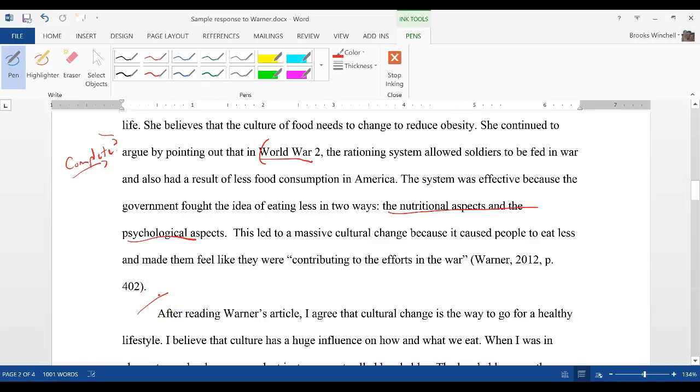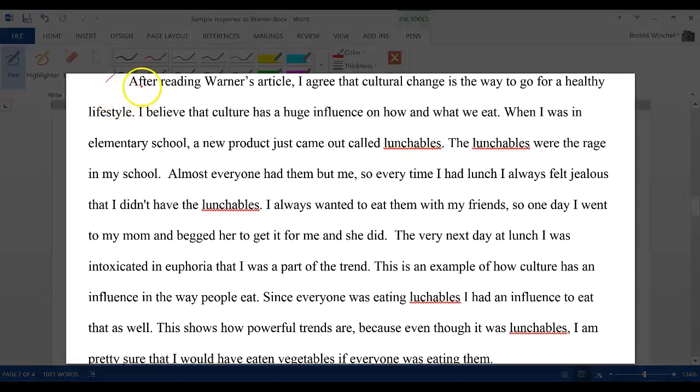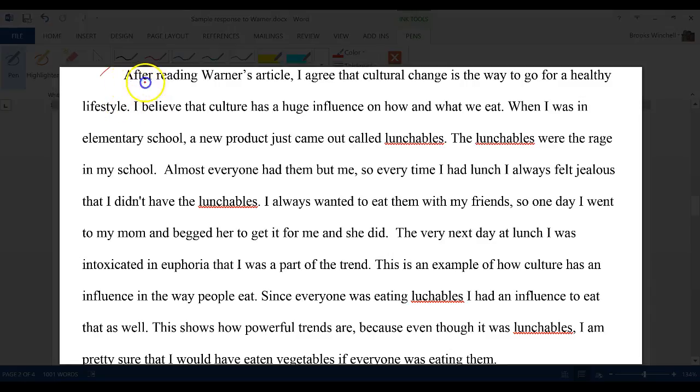But let's take a look at how he moves into his response. So he starts his response here, and he has a really nice transition. After reading Warner's article, I agree that cultural change is the way to go for a healthy lifestyle. So here he has a really clear position. He mentions that it's his idea. He says I, and he says he agrees with her main point that cultural change is the way to go. I believe that culture has a huge influence on how and why we eat.